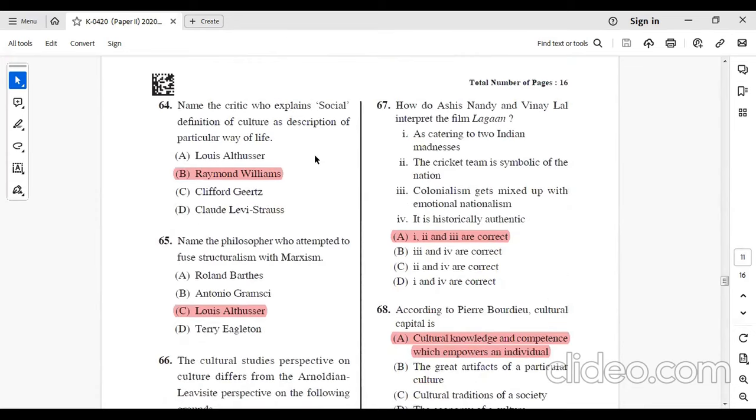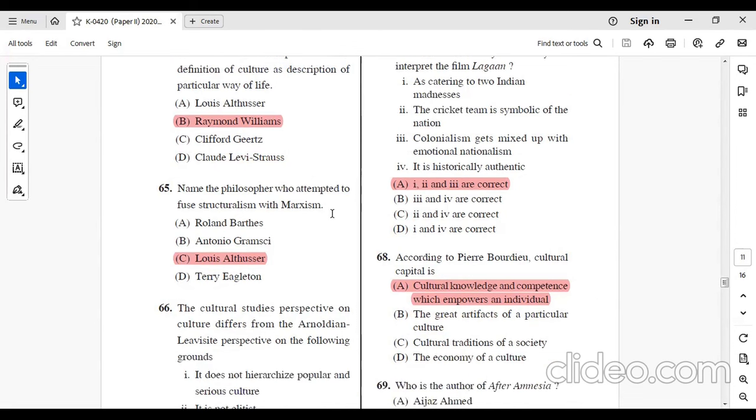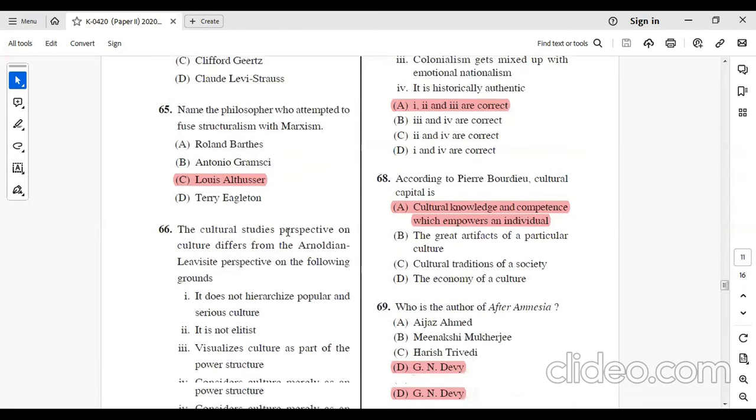Then question number 64. Name the critic who explains the social definition of culture as the description of a particular way of life? Raymond Williams. Name the philosopher who attempted to fuse structuralism with Marxism. Louis Althusser. Very important question. It's a repeated question from the previous question paper also. Louis Althusser, who has mixed structuralism with Marxism.